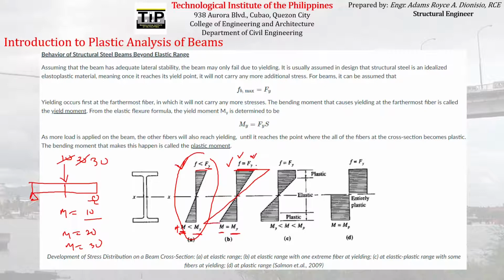Pag ganyan, mas malaki pa. Makikita mo, mas humaba pa siya kung nag-increase tayo ng moment. Pero since yung stress na nararamdaman dito sa fiber na 'to at this stage, Fy na. Sabi nga natin ang steel elastoplastic material, ibig sabihin hanggang Fy lang yung kaya niyang i-resist. So ang mangyayari diyan, supposedly ganito kalaki yung stress sa top fiber, pero hindi na kayang i-resist ng steel section niyan. Ang ire-resist niya lang is yung Fy lang, hanggang Fy lang. Okay? So supposedly ganyan yung bending stress distribution.